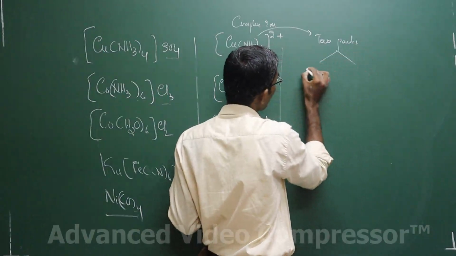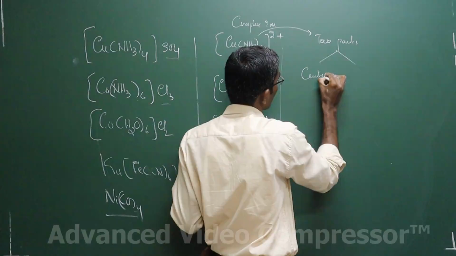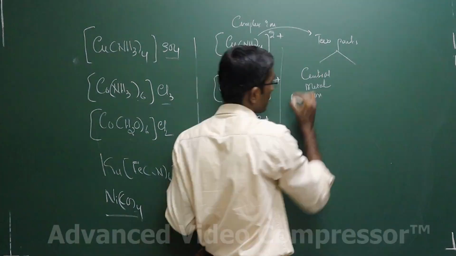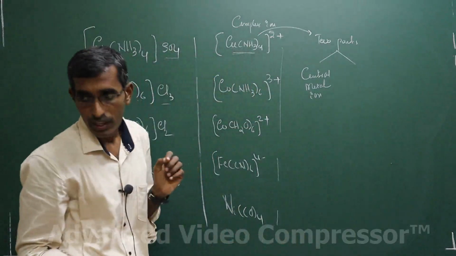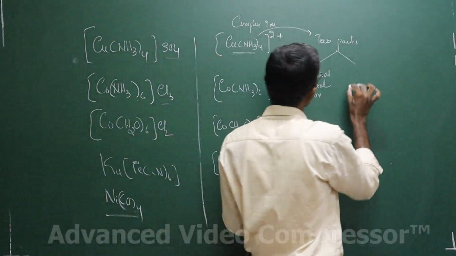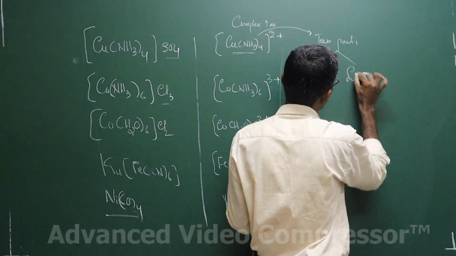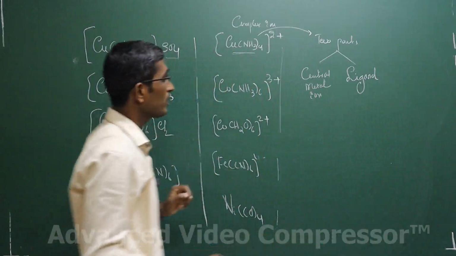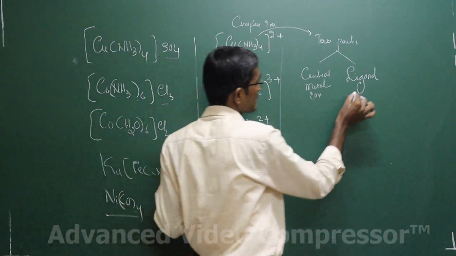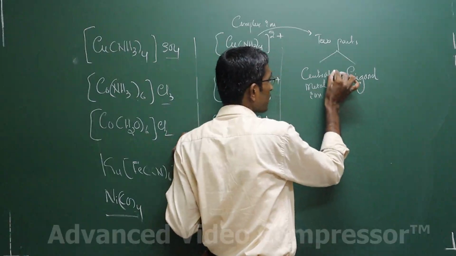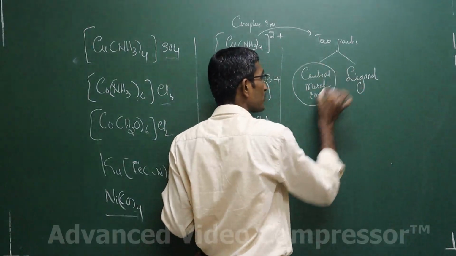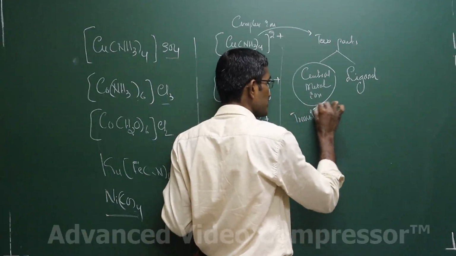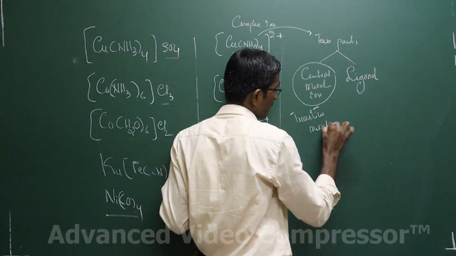One is the central metal ion. The second thing we will be having is the ligand. So we have a central metal ion. Generally the central metal ion will be a transition metal ion. Mostly we'll be using transition metal ions in the coordination complex.